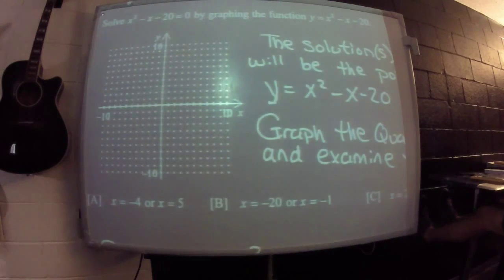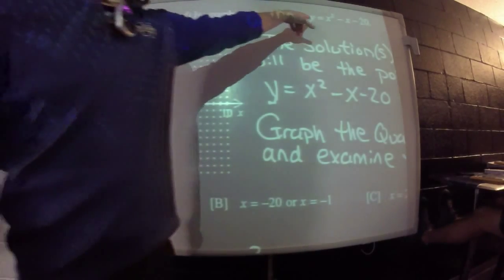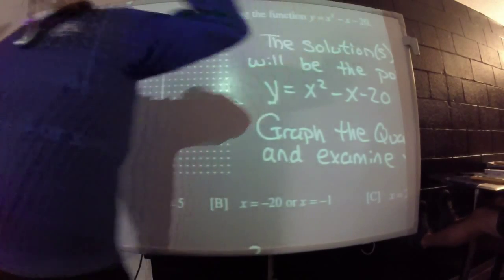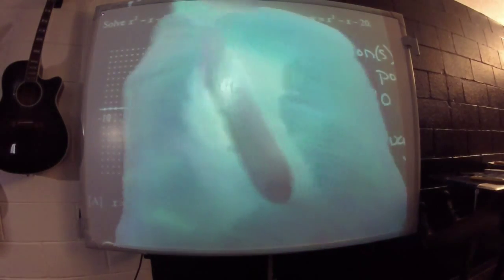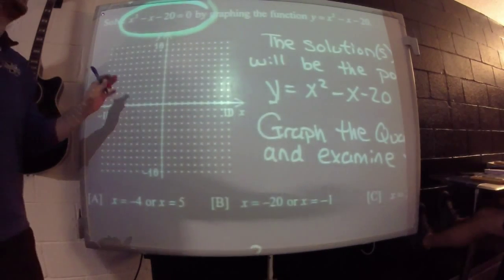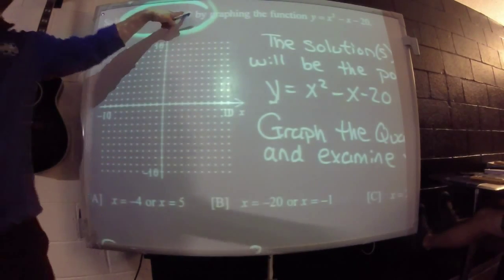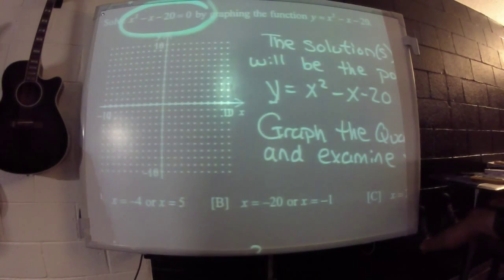It says solve x squared minus x minus 20 equals 0 by graphing the function y equals x squared minus x minus 20. Now, this thing right here is definitely a quadratic equation. How do I know that's a quadratic equation? Because it has an x squared. Doesn't have any x cubed, x to the fourth, x to the fifth. And it's got an equal sign. So it's a quadratic equation.